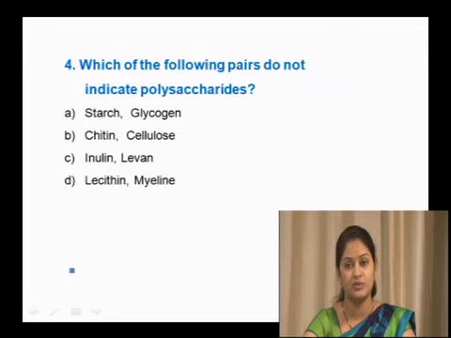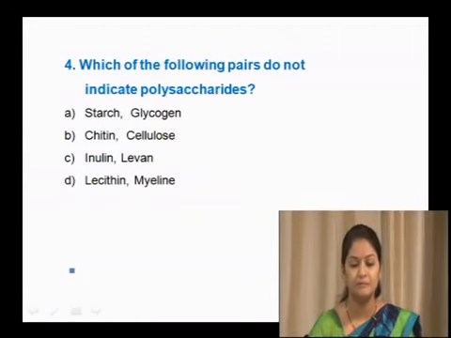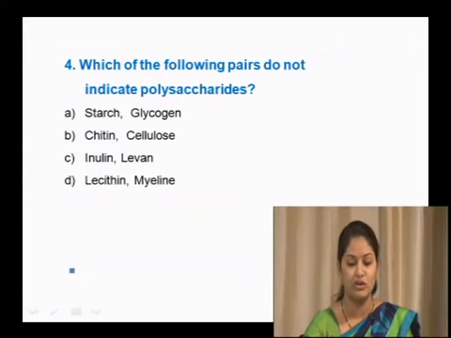Moving on to next question, fourth one. Which of the following pairs do not indicate polysaccharide? So we know that polysaccharide is the polymer of monosaccharides or the sugar units. The pairs go as follows. First one, starch and glycogen. Second, chitin and cellulose. Third, inulin and levan. D is lecithin and myelin. So we have to identify only the pair which is not polysaccharide.